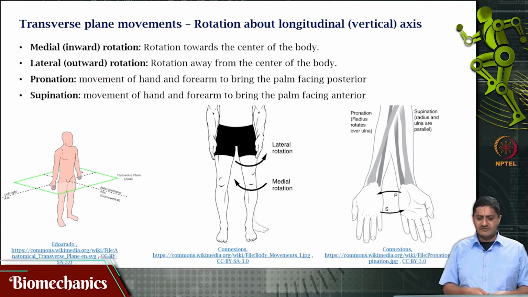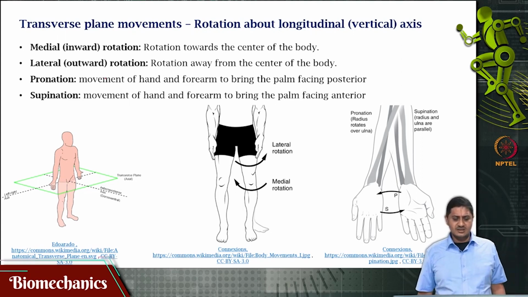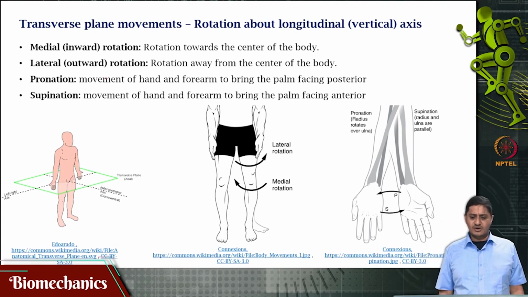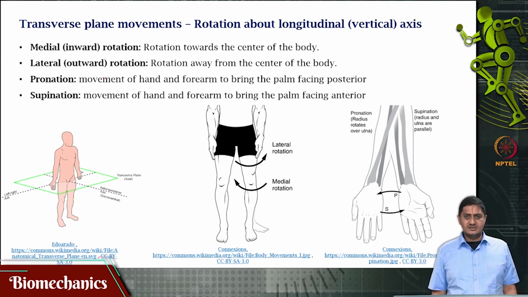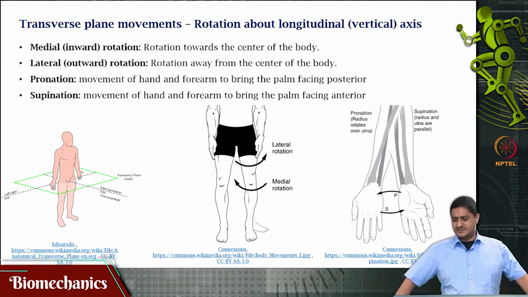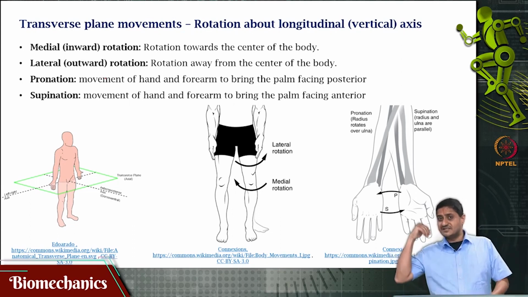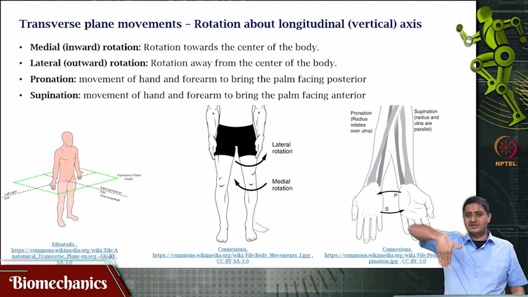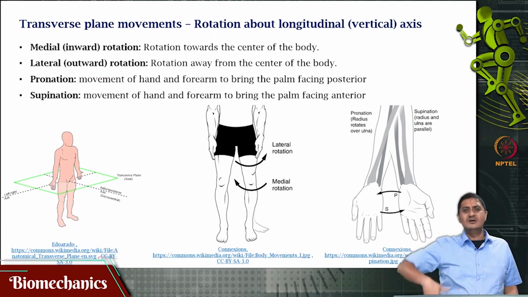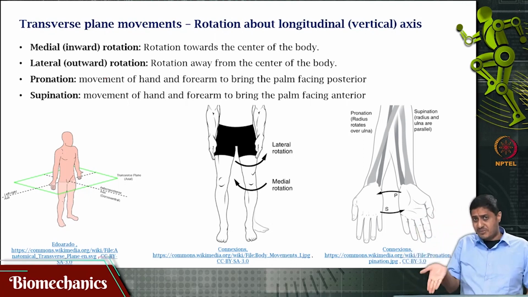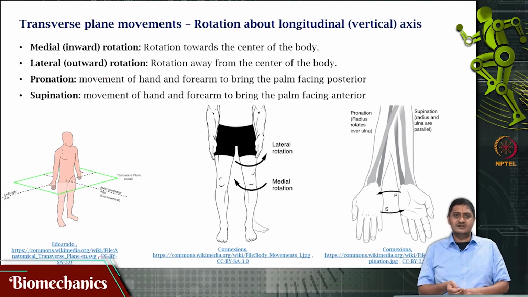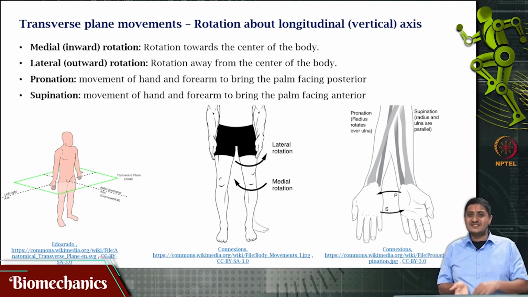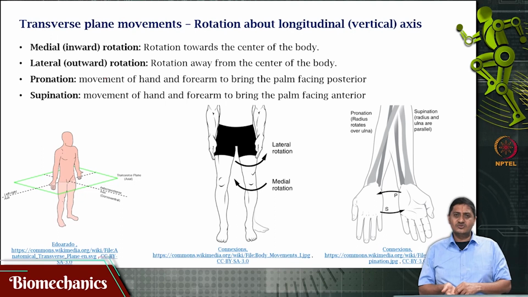Then you have pronation and supination. Pronation is the movement of the hand and forearm so that the palm will face posterior, like this. The palm is facing the back. That is called pronation. When my palm is facing the front, facing anterior, that is called supination.